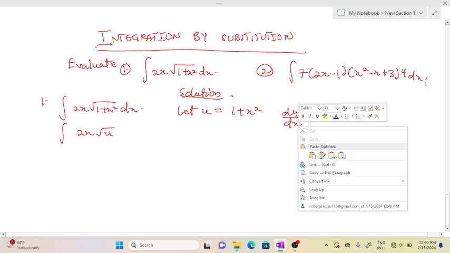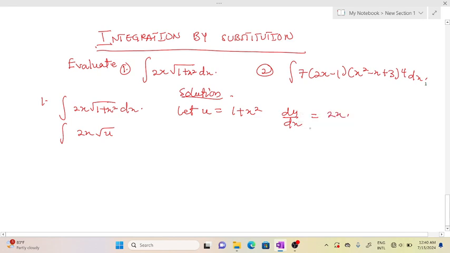So remember, if I cross multiply, I'll have my dx to be equal to 1 over 2x du. Okay. So once you're able to do this, you simply bring times 1 over 2x, then du. As simple as that. So integral 2x square root of u all over 2x du.